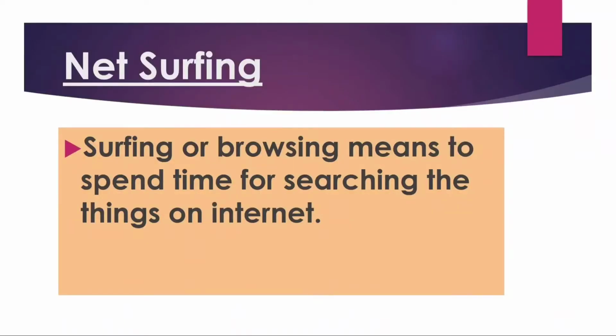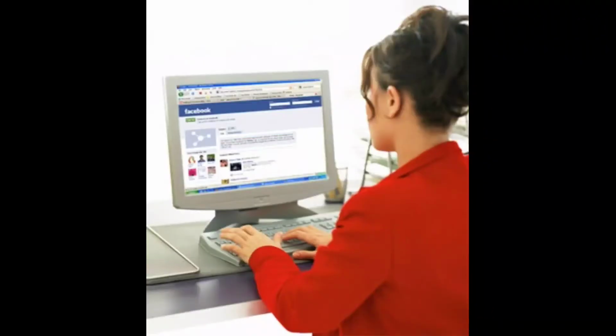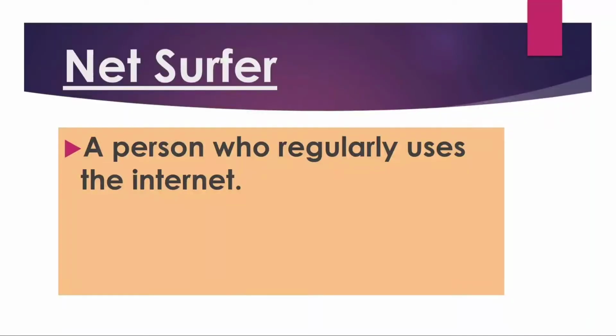Next term is net surfing. Surfing or browsing means to spend time searching for things on the internet. It means that if you want to search anything on the internet, whatever time you give for searching is called net surfing. Finding anything on the internet is called surfing, and when you find it on the internet, that is called net surfing. Next term is net surfer. A person who regularly uses the internet. Finding something on the internet is net surfing, and the person who uses the internet to find something is called a net surfer.